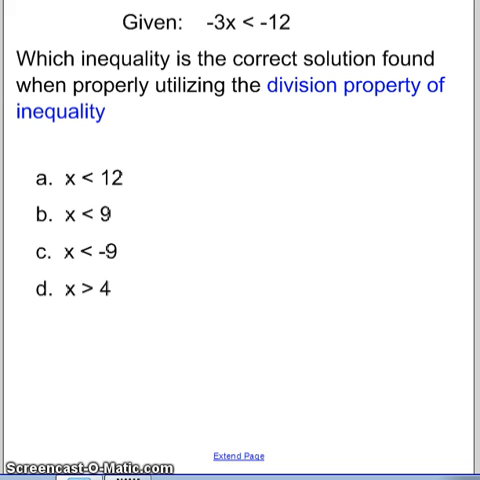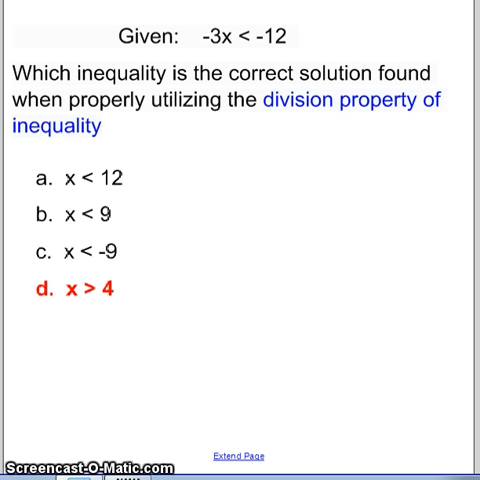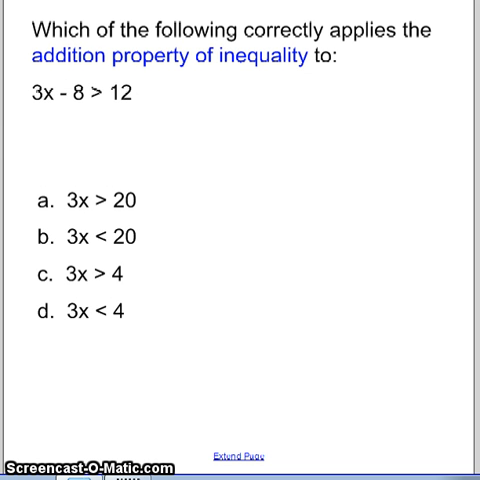This one says that you start with negative 3x is less than negative 12. We're going to divide both sides by negative 3. So when we do that, it's going to give us x on the left, and negative 12 divided by negative 3 is positive 4. But you also need to remember that if you divide by a negative, it flips that inequality symbol, so the answer is D.